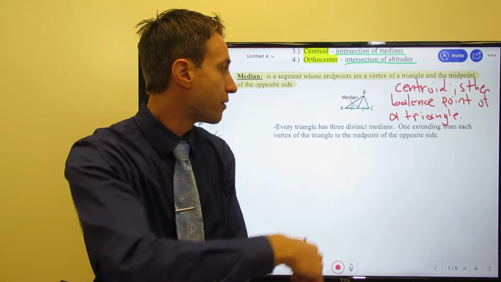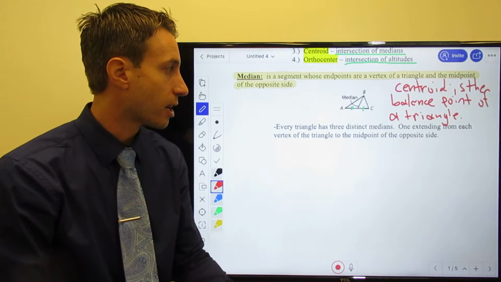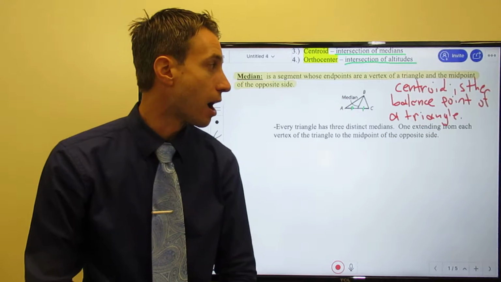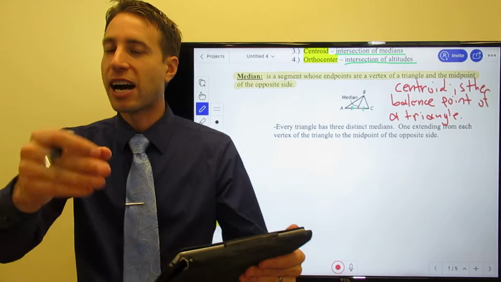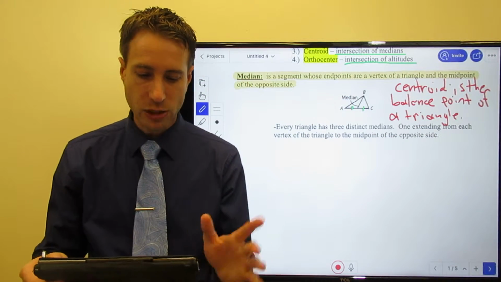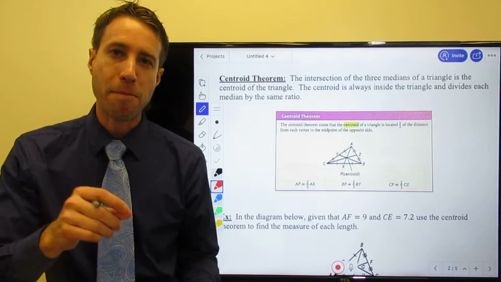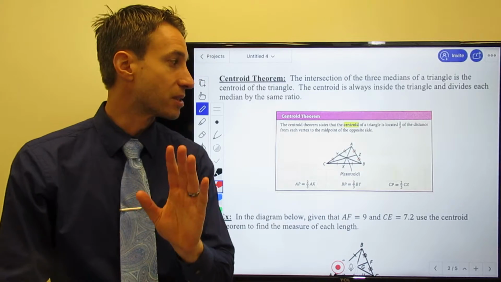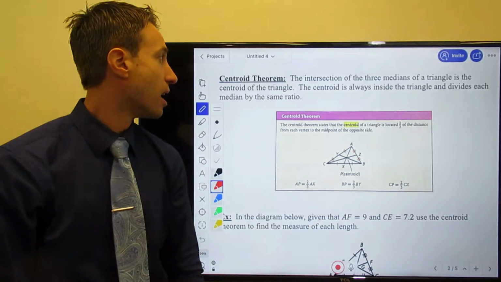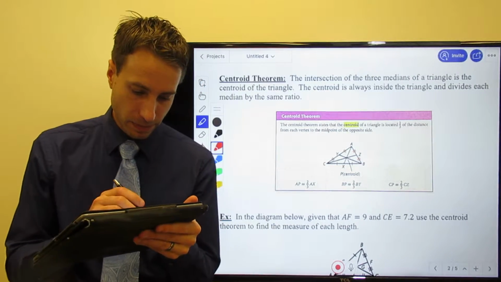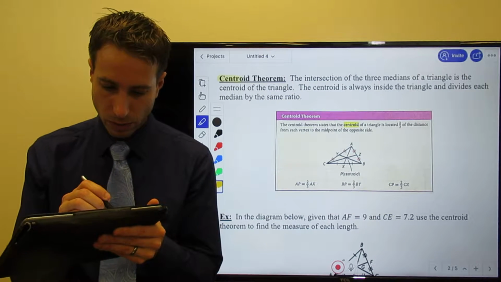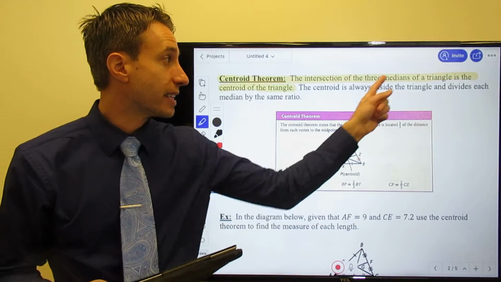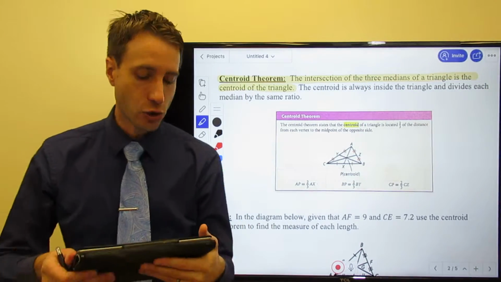Okay, so every triangle has 3 distinct medians. We already talked about that. A median goes from a vertex to the midpoint of the opposite side. So let's talk a little bit more here about medians. One more thing I need you to know about this centroid theorem before we start taking a look at a couple of problems, and it's simply this. Centroid theorem. The intersection of the 3 medians is the centroid of a triangle.